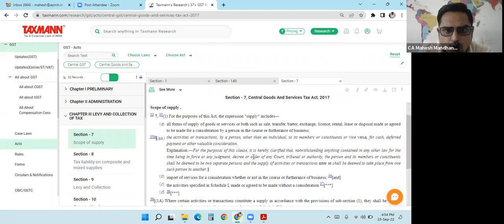As we know, all forms of supply of goods or services or both are liable to tax under GST, provided they are supplied in the course or furtherance of business and there is a consideration. And certain activities, even if there is no consideration, are liable to tax under Schedule 1. Now, the current issue under consideration is Schedule 2.